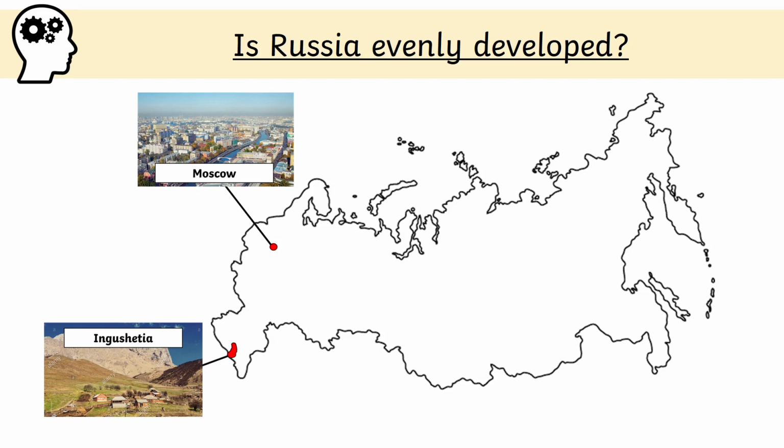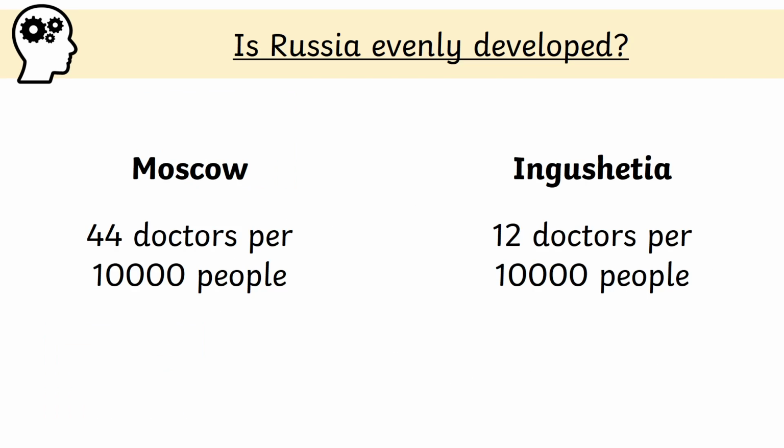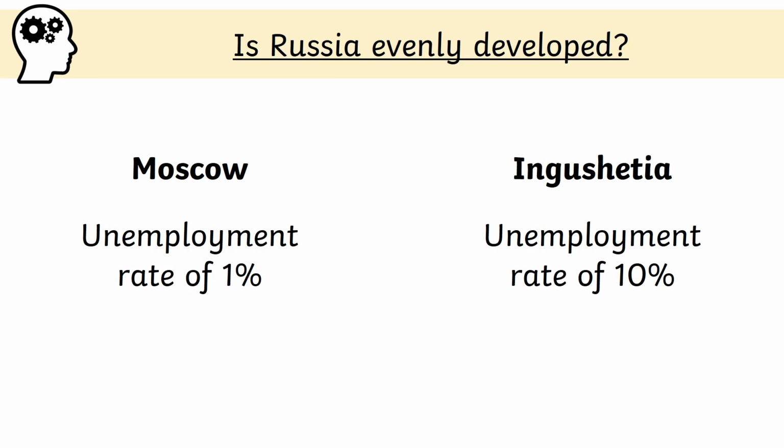Moscow and Ingushetia are different in many ways. As previously stated, in Moscow there are currently 44 doctors per 10,000 people, meaning there is a good access to healthcare. However, in Ingushetia, there are only 12 doctors per 10,000 people. In Ingushetia, the number of registered unemployed people was 23,000, or 10% of the able-bodied population. This means that 1 in 10 people in Ingushetia does not have a job.